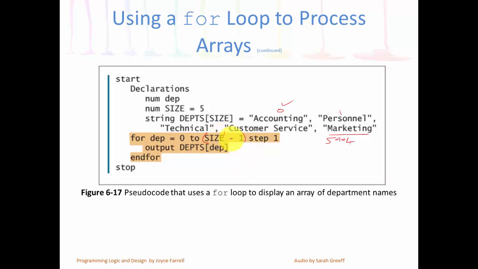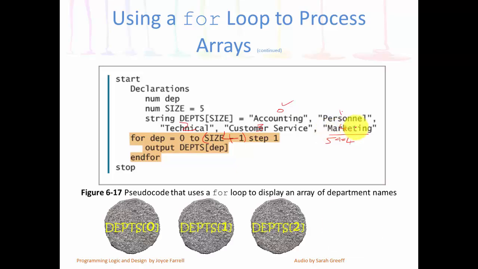So we want to reach the last subscript, which is 4. And that's how many departments we're going to be outputting. And of course, when we step 1, it means we're actually going from 0 to 1 to 2 to 3 to 4. So that is our stepping stone in our for loop, if you should say it like that.